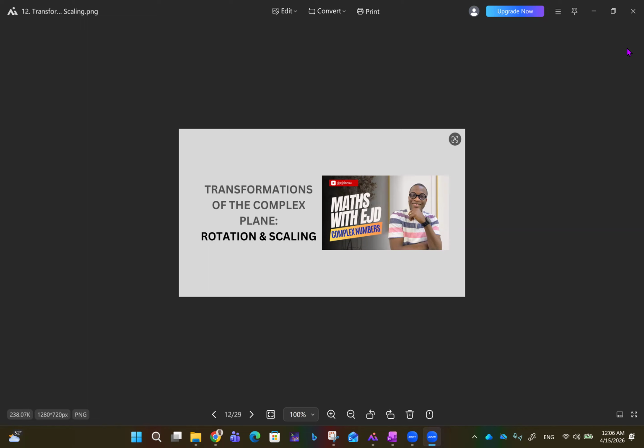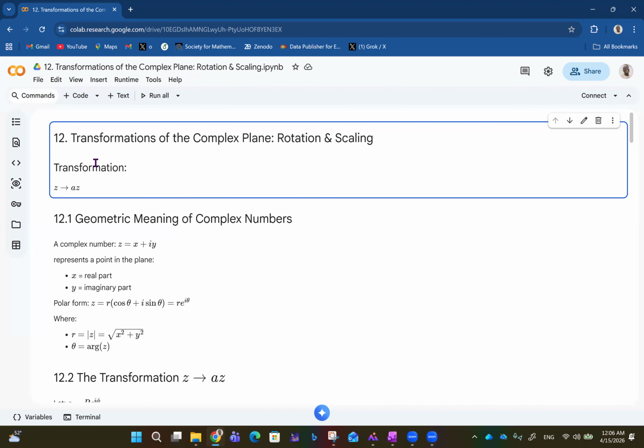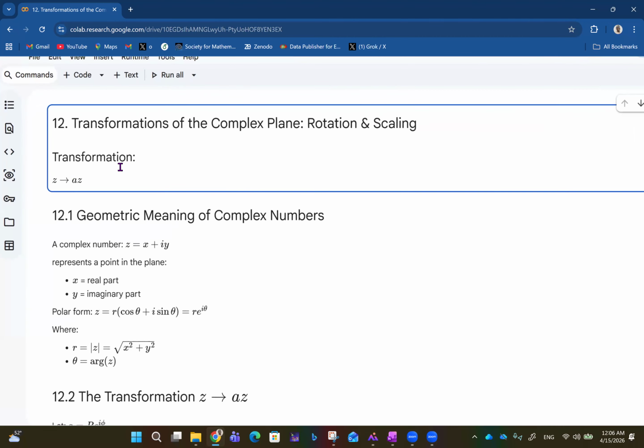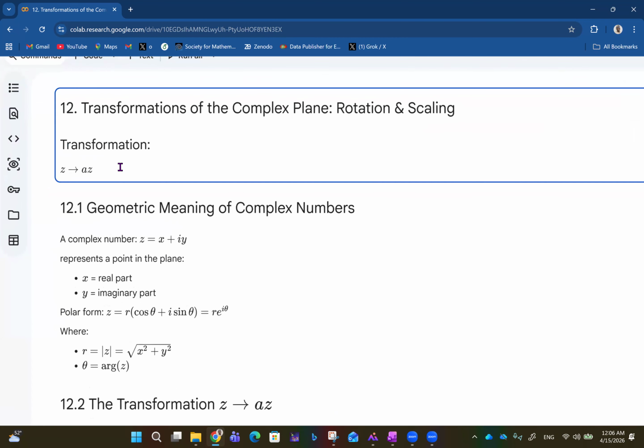So we move on to the second video under transformations of the complex plane as we consider rotation and scaling. In the last video, we considered the same topic, but we focused on translation, which was about Z becoming Z plus A. So in the case of rotation and scaling, let's see what we have here. Transformations of the complex plane: rotation and scaling.